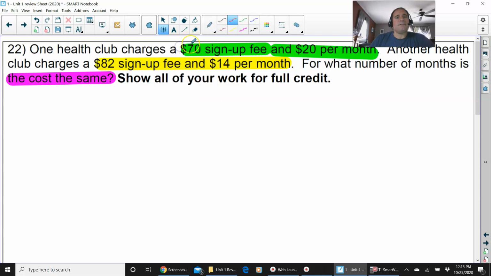So there's a lot of stuff here that we've done already. We have One Health Club here. So I'm going to put number 1 health club. And here's a number 2 health club. We're going to have expressions on both sides. So One Health Club, let's talk about One Health Club. $70 sign-up fee plus how much per month? $20 per month. So I'm going to put that here. Another health club, $82 sign-up fee, $14 per month.